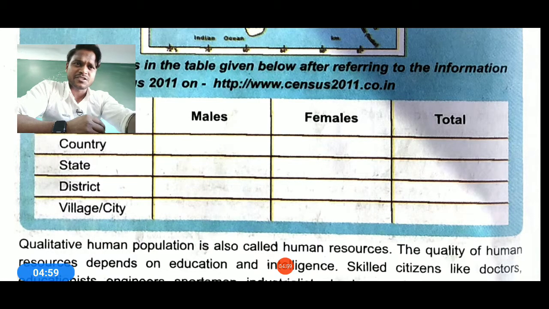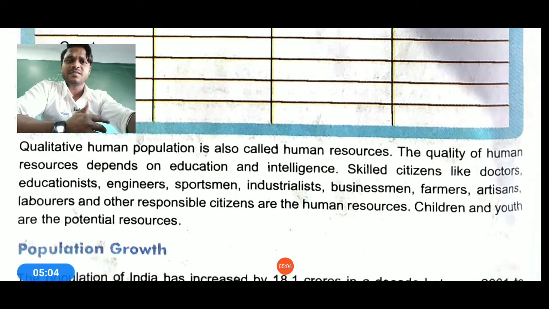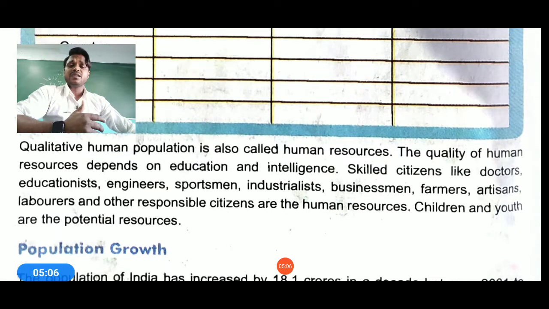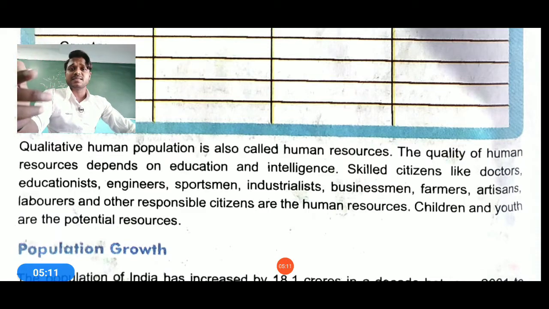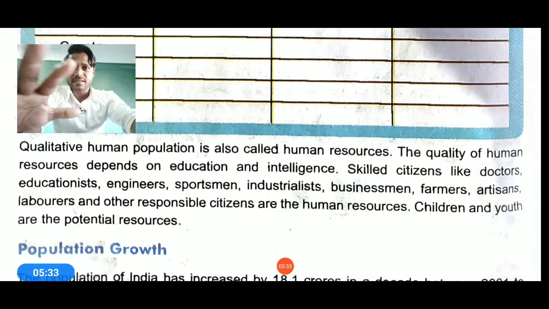Now there is a chart which is given, make sure to do it by yourself. Then qualitative human life population, also called the human resources, is the resource which develops on educated people, intelligent people, skilled people, citizens like doctors, engineers, sportsmen, editors, industrialists, businessmen, farmers, artisans, laborers, and other responsible citizens. Children and youth are the potential resource of our future, so we need to protect that resource also.